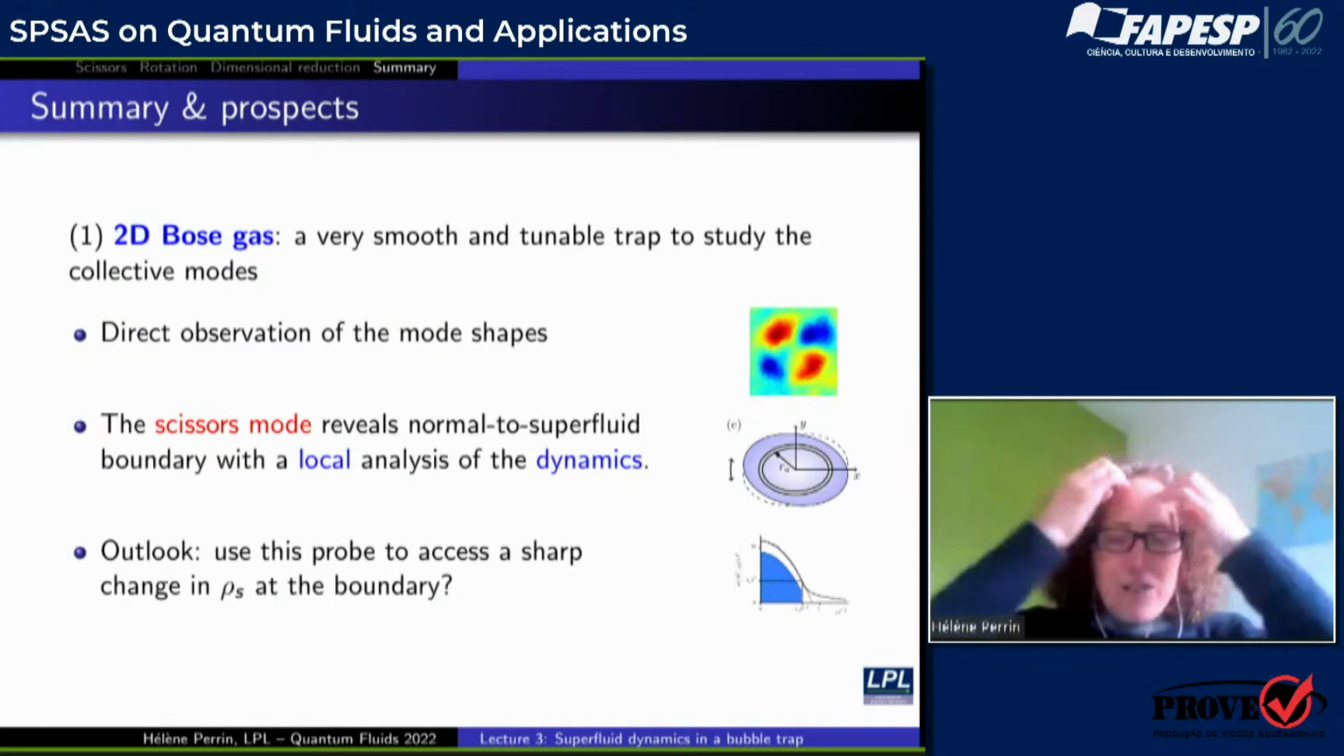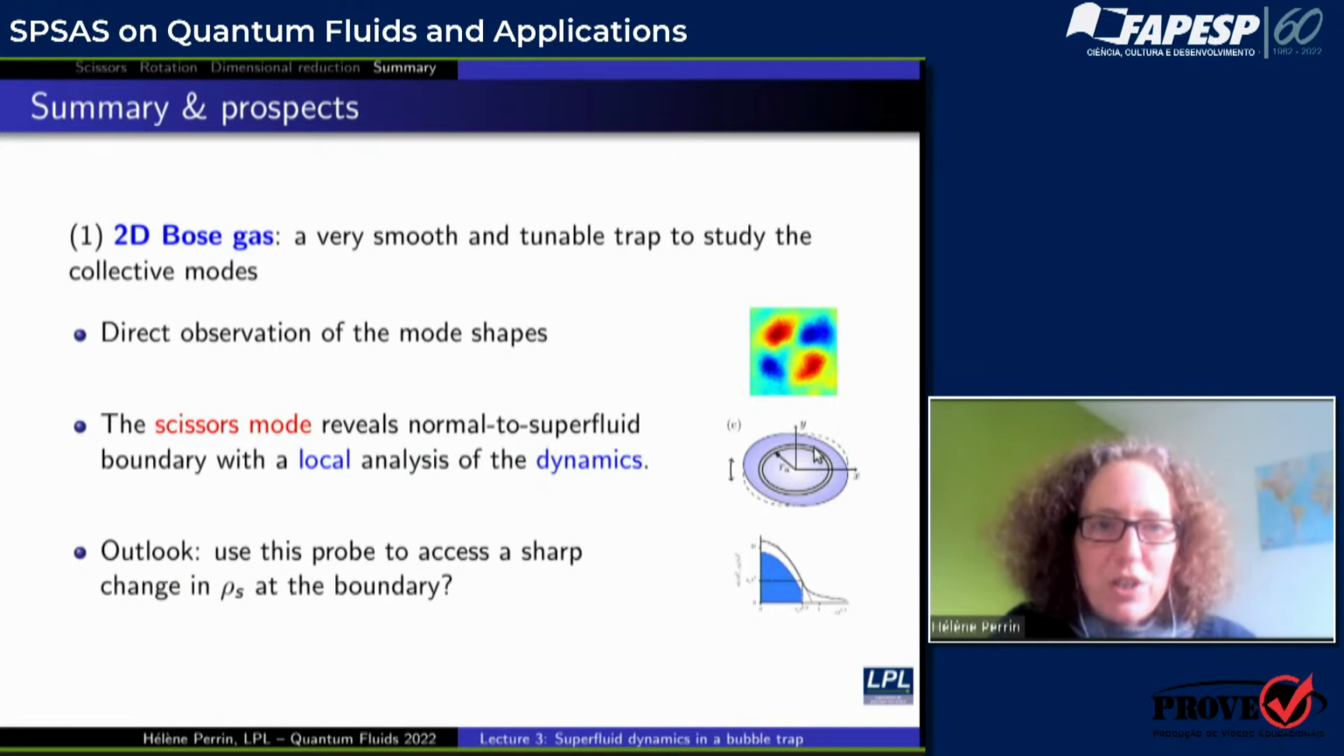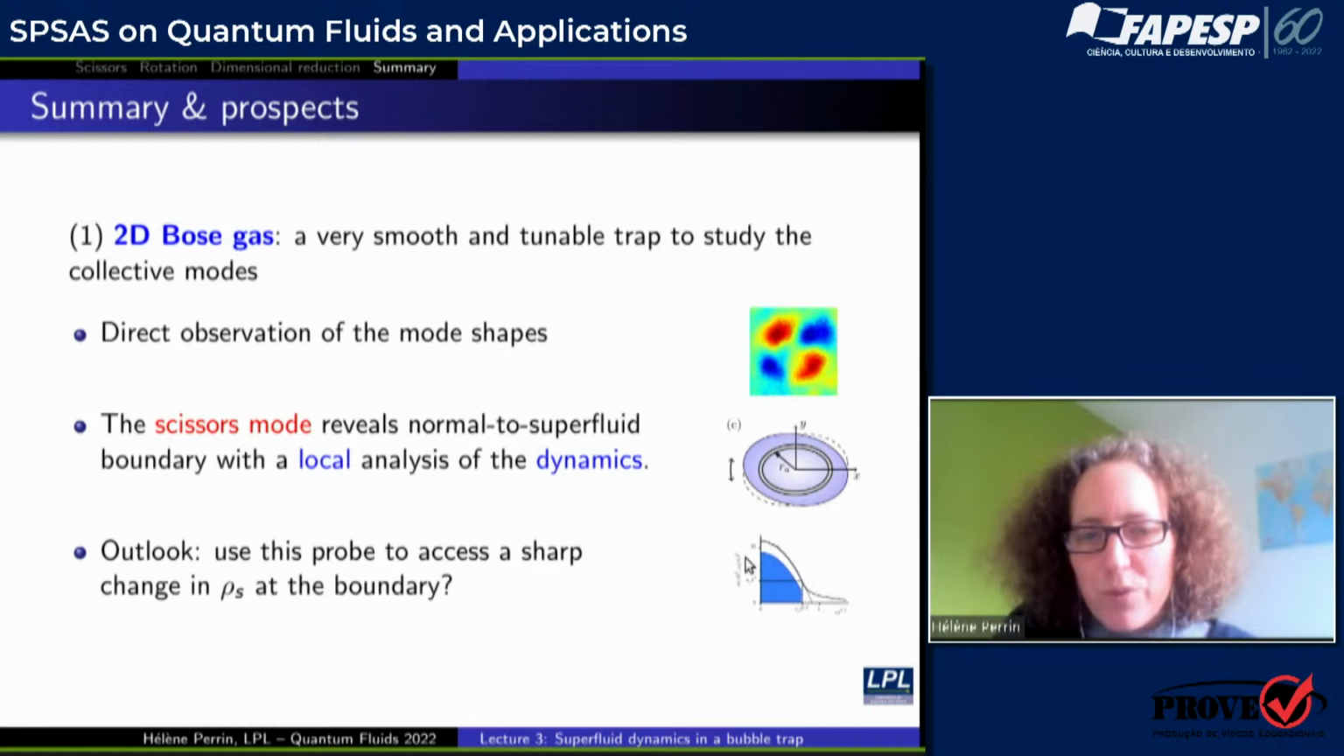So let me go to my conclusion now. I have shown you that with these adiabatic potentials, you can study lots of physics related to superfluids. First, I have shown you the eigenmodes of a 2D Bose gas, and I have concentrated today on the scissors mode, which is a signature of superfluidity, and that we have used to probe locally the superfluid character of the gas, showing that you have a core which is superfluid with edges which are thermal.